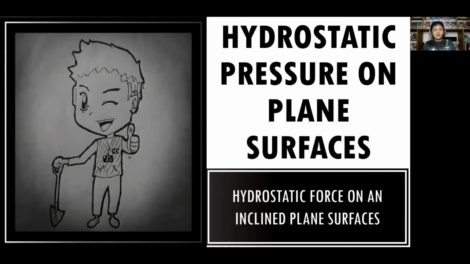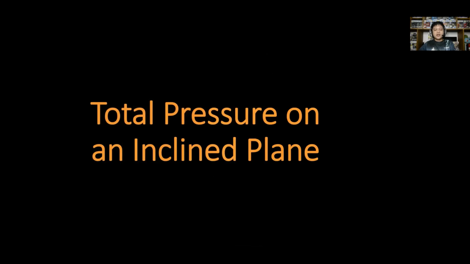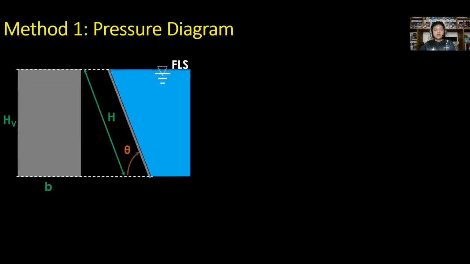Good day, the topic is total pressure on an inclined plane surface. Taking the second case, for an inclined plane, let us consider three methods of solution for the determination of force and location. First is the pressure diagram method.